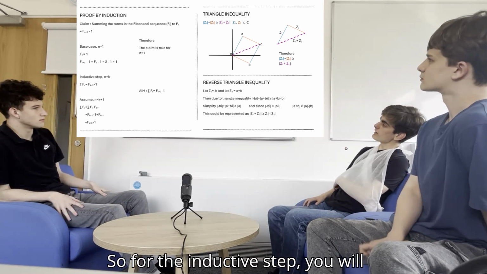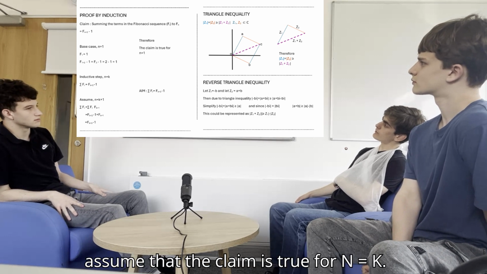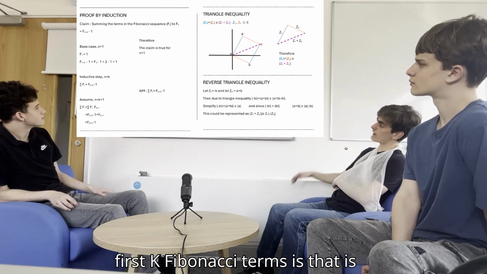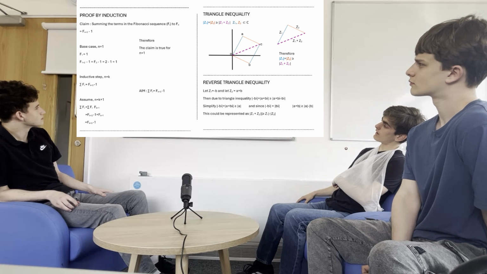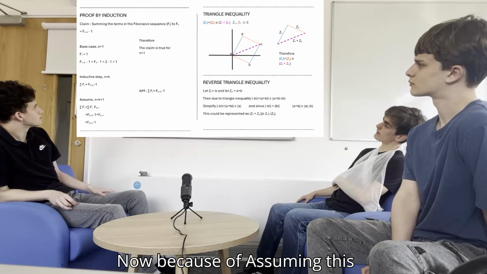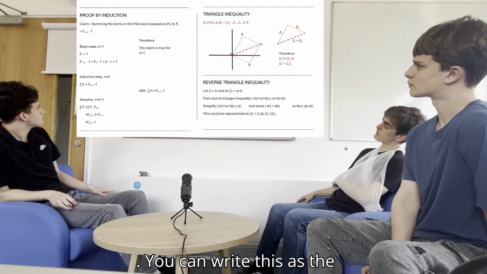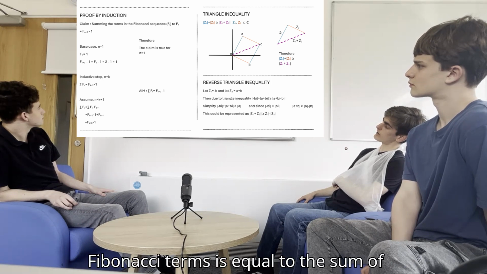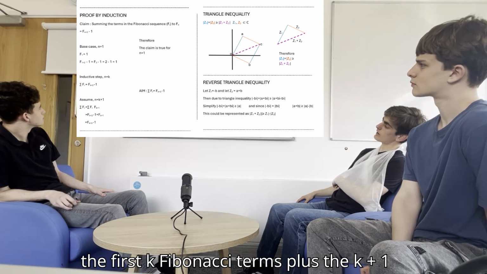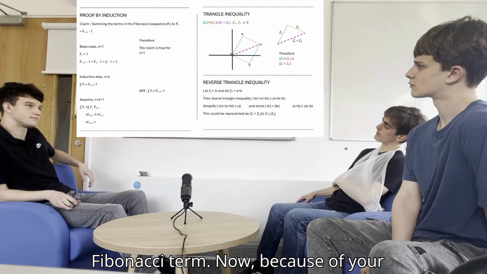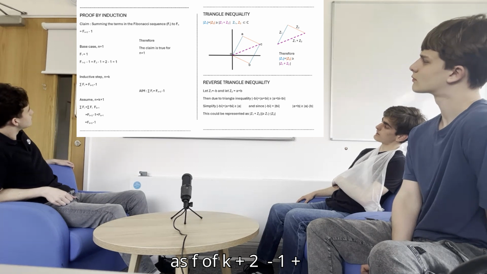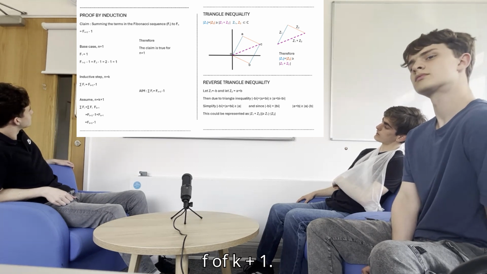So for the inductive step, you will assume that the claim is true for n equals k. So you can write this as the sum of the first k Fibonacci terms is equal to F of k plus 2 minus 1. Now, because of assuming this inductive step, you now let n equal k plus 1. You can write this as the sum of the first k plus 1 Fibonacci terms is equal to the sum of the first k Fibonacci terms plus the k plus 1 Fibonacci term. Now, because of your inductive step, you can rewrite that sum as F of k plus 2 minus 1 plus F of k plus 1.